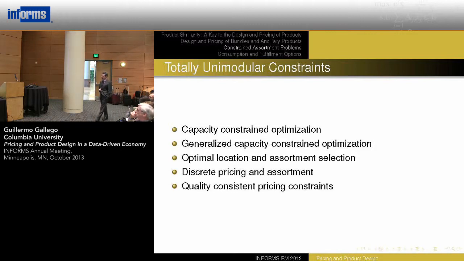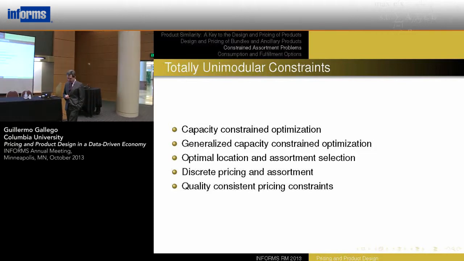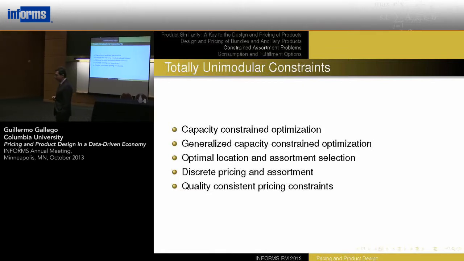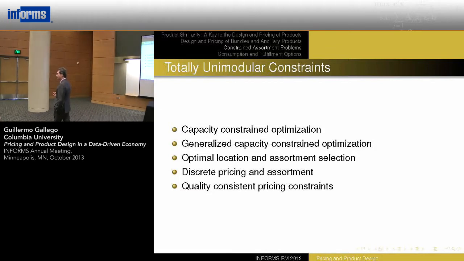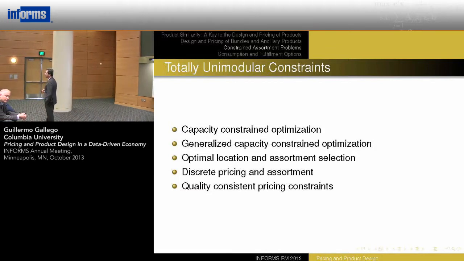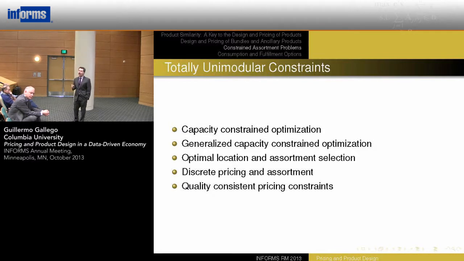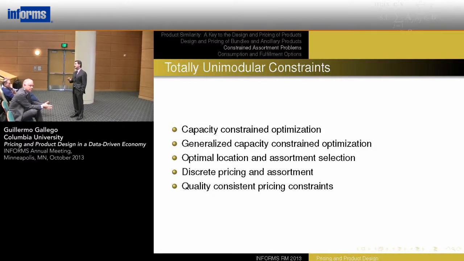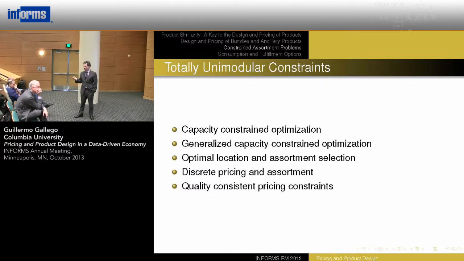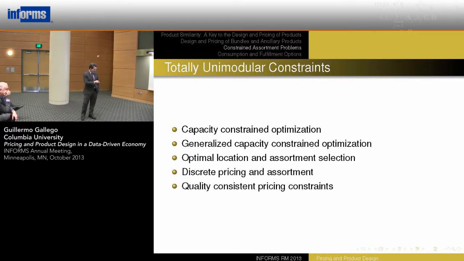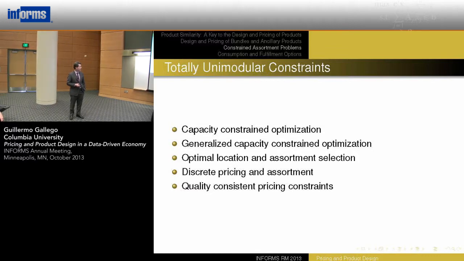Then there's another one that comes up frequently when you have products of different quality, and this is to ensure that the prices are quality consistent. Over the last few years, I've seen a number of examples of quote-unquote optimized prices in airline settings where business class is priced lower than coach. The reason for that is that the dual variable of the capacity constraint for the standard product is larger, and so you have excess demand for the standard product and excess capacity for the premium product, which can lead to these inconsistencies in quality pricing. And you can handle that too via a totally unimodular constraint.